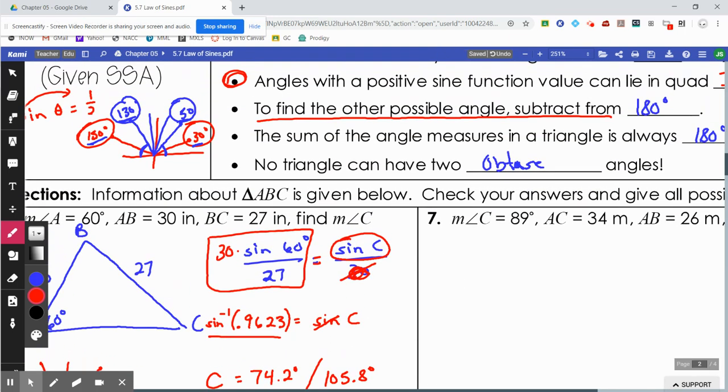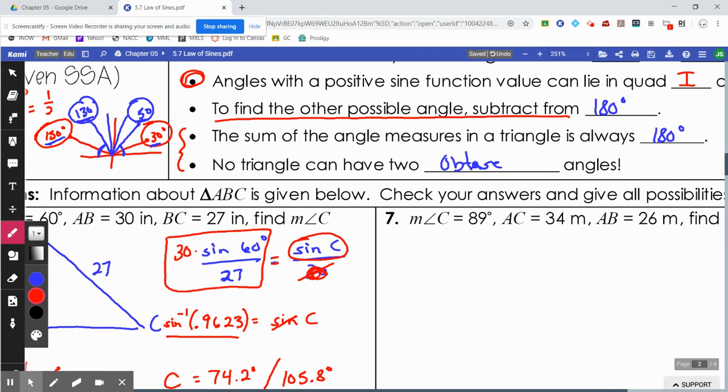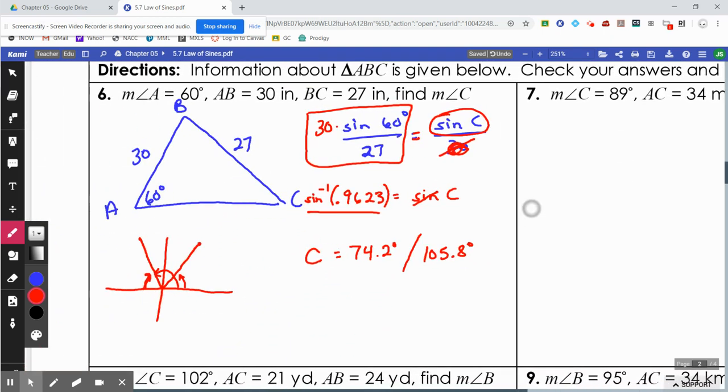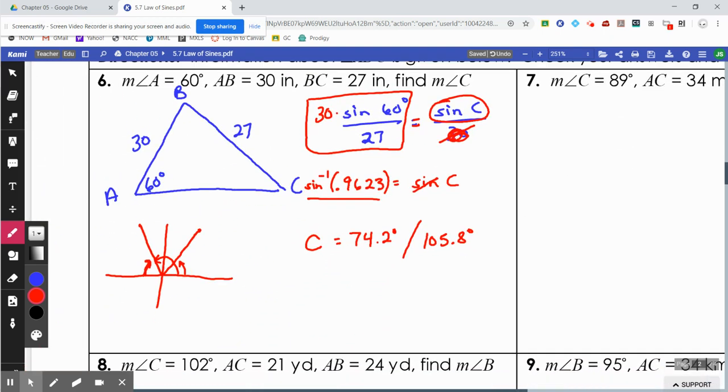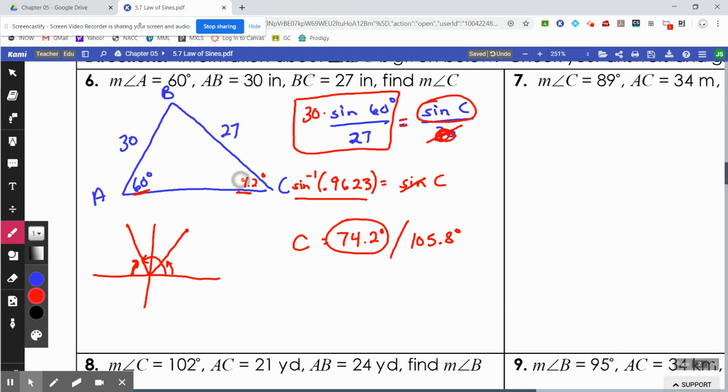Now the last one says, now wait a minute, the sum of the angle measures in a triangle has to be 180. So let's go back to this. Could this angle C be 74.2? Because this one's 60, this one's 74.2, yeah, that's fine. However, could this angle measure be 105.8? I don't know. Add these two together and you get 165.8. Does that leave any space for this one? Sure, that's fine. There's actually two possible triangles that satisfy this condition.